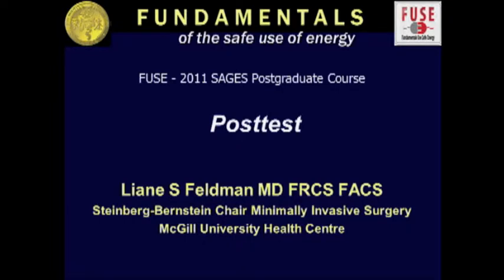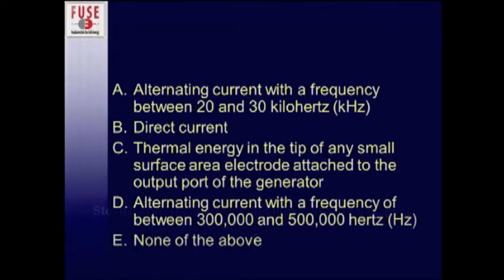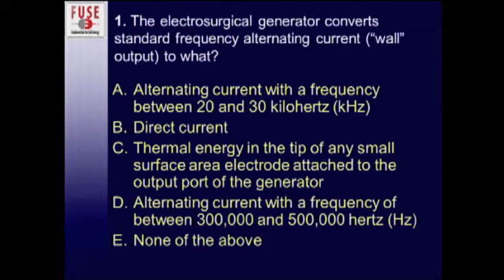And this is a chance for us to see if we were effective in transmitting some of this information to you. So it will help us to see if we achieved our objectives. It's absolutely anonymous. Don't put your names on it. But it would help me if you wrote whether you took the pre-test or not, if you could note that on there. So the first question is, the electrosurgical generator converts standard frequency alternating current from the wall to what?